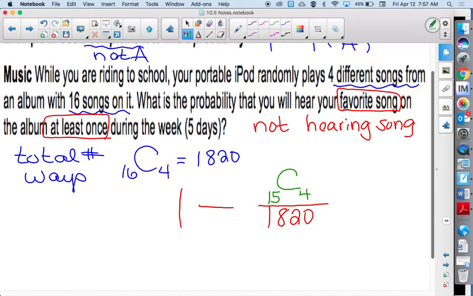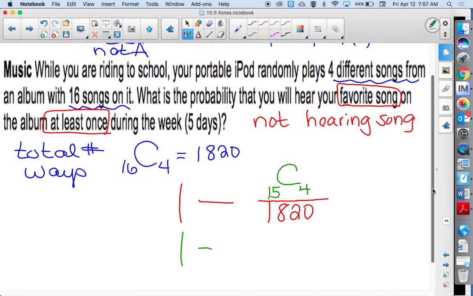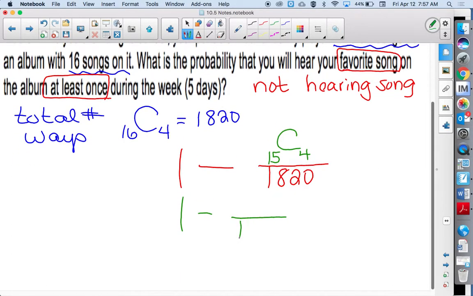I'm still wanting to listen to 4, but I'm not listening to my one favorite song, so that song is getting excluded from the list. So we have the 1,820 ways that I can listen to 4 out of 16 songs. Now I want to know, if I take my favorite song out of the options, how many ways do I have to listen to the other ones that would not be our favorite song?